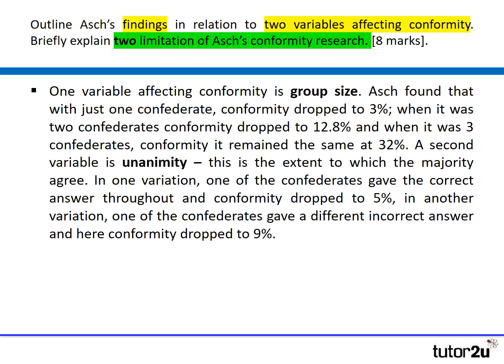Now with that in mind, you might say that one variable that affects conformity is group size. I've signposted the answer straight away. Asch found that with just one confederate, conformity dropped to 3%. When it was 2 Confederates, conformity dropped to 12.8%, and when it was 3 Confederates, conformity remained the same at 32%. Okay, there's my first variable.